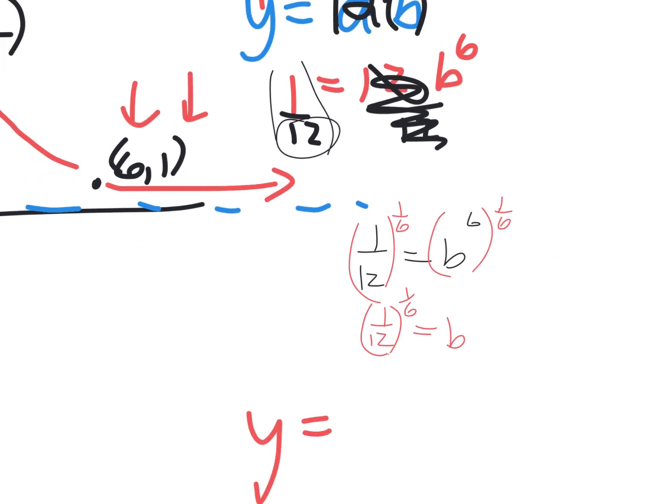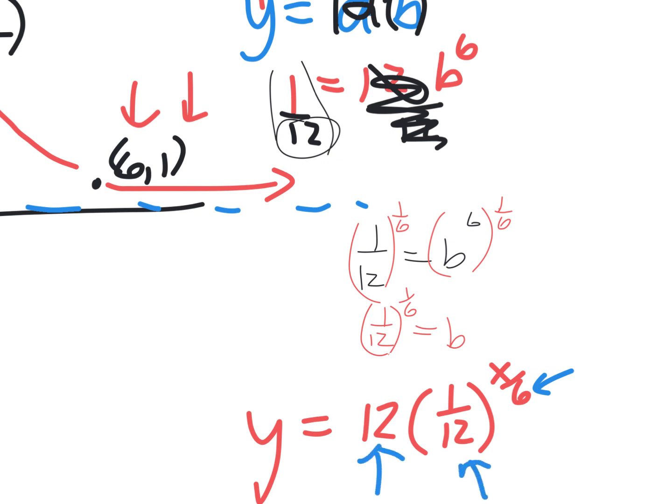So sum it all up for us. Greta this time. Y equals 12 times 1/12 to the x over 6 power. Nice. And that means over 6 days, weeks, years, whatever that is, our amount that we started with of 12 will be multiplied by 1/12. It will be 1/12 as big every 6 days or years or weeks or whatever.